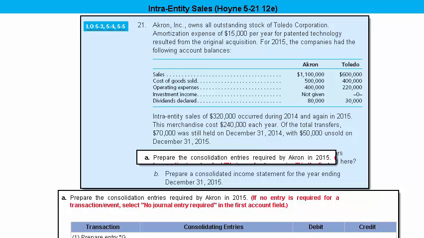Okay, then they ask us to prepare the consolidation entries required by Akron in 2015. I apologize for my stuttering. And then we need to prepare a consolidated income statement for the year ended December 31st.